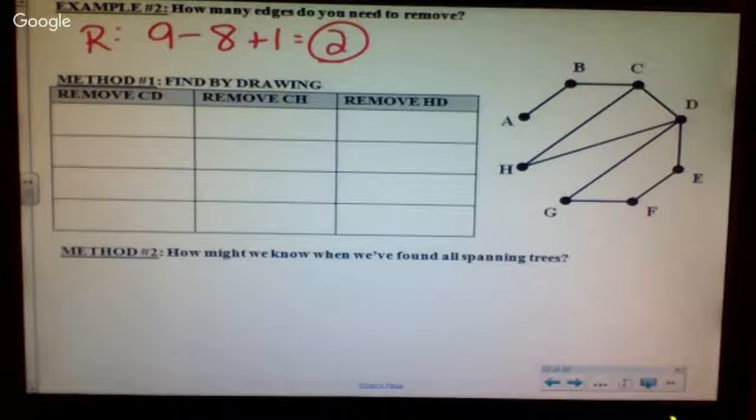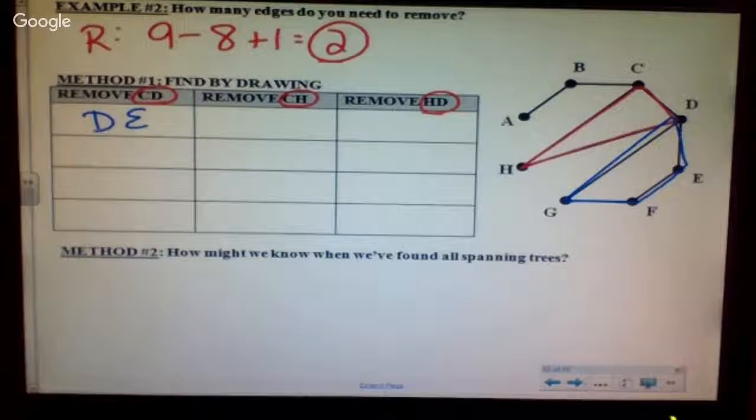Okay, notice I have more than one circuit this time. So I need to remove an edge from this circuit to break it up. Again, you had 3 options. I can remove CD, CH, or HD. When I remove those, I still have to remove a second edge from this circuit. So if I remove CD from my first circuit, I then have to remove 1 from my second circuit. So I can remove CD and DE.